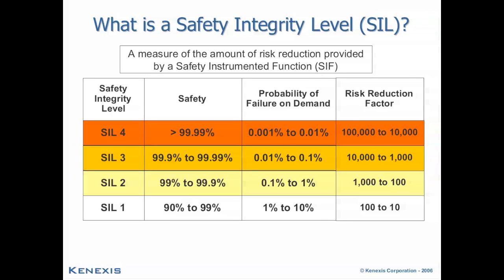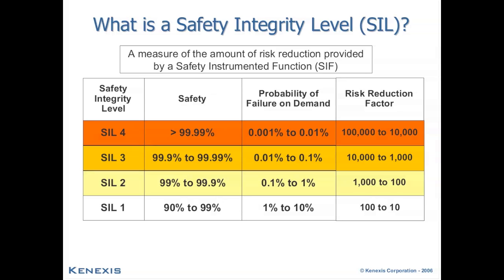A SIL 1 provides at least one order of magnitude of risk reduction. SIL 2 is an order of magnitude better than a SIL 1 and provides at least 2 orders of magnitude of risk reduction, and SIL 3 and SIL 4 are so on. So a SIL 1 provides at least a risk reduction factor of 10, has a safety availability of at least 90%, and conversely has a probability of failure on demand of less than 10%.